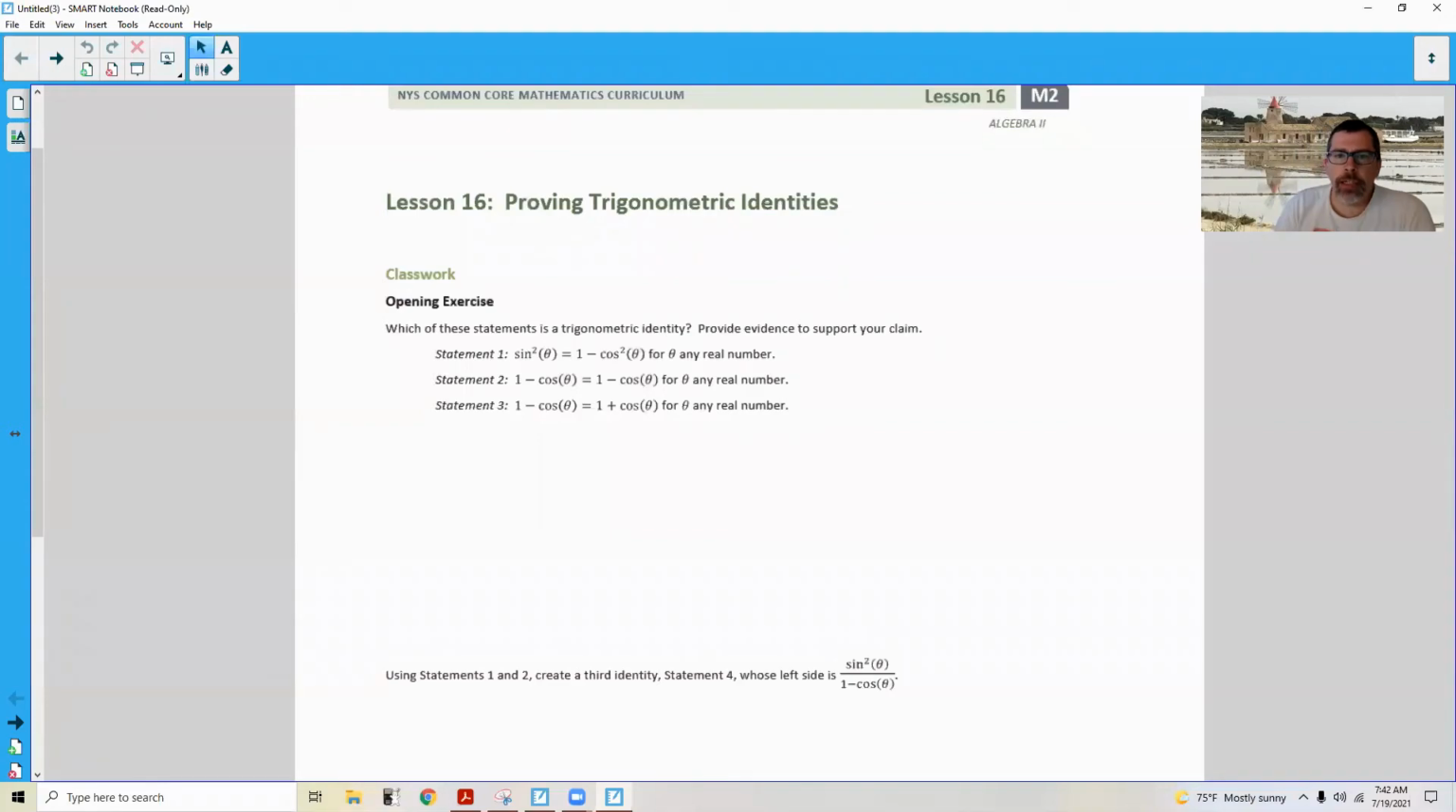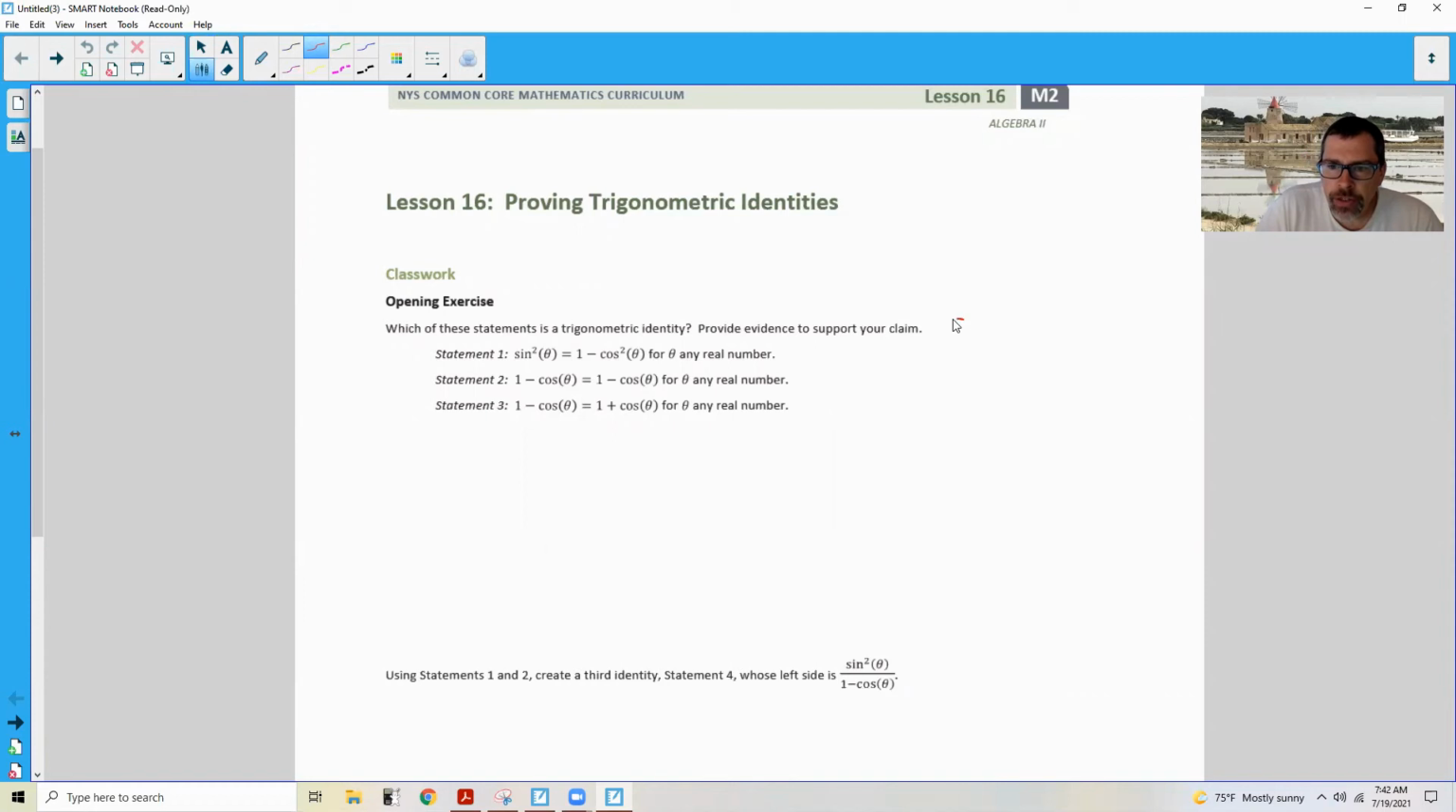Okay, lesson 16, proving trigonometric identities. Classwork opening exercise says, which of these statements is a trigonometric identity? Provide evidence to support your claim. All right, so far we are already told that we have a Pythagorean identity, and we can use that to find others.